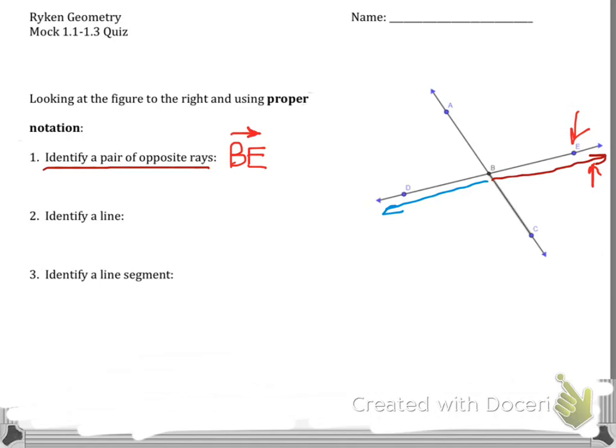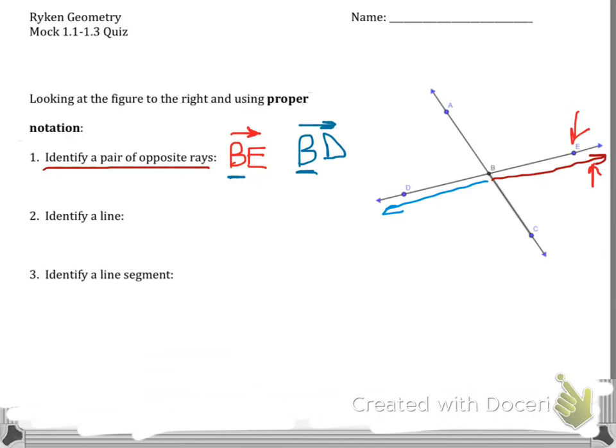Now let's grab the other one that's opposite it. Ray BD starts at B and goes forever and ever through D, and it is going to be opposite ray BE. Things to note: they have the same starting point and they go in completely opposite directions. So that would be a pair of opposite rays.